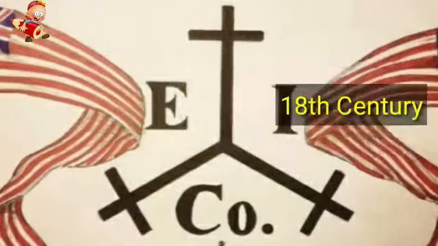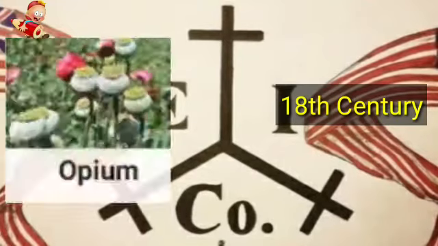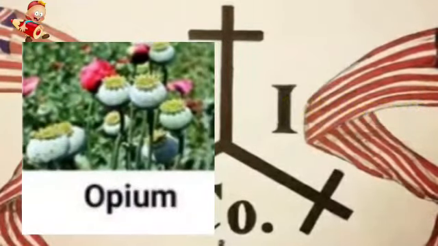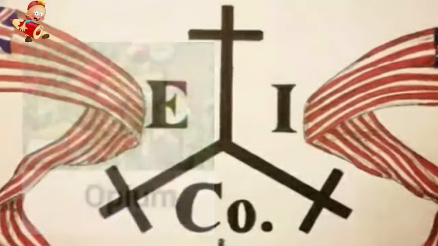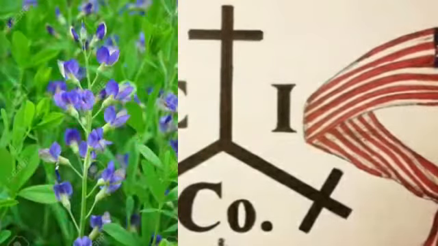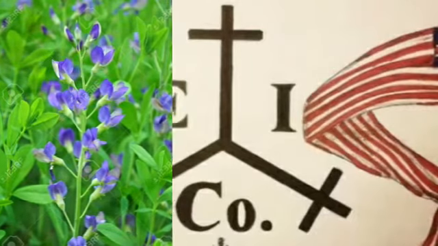Towards the end of the 18th century, the company made all efforts to expand opium and indigo farming. Opium is a powerful drug that is made from the seeds of a poppy flower, children, and indigo is a dye obtained from the indigo plant. Dye means it's a coloring agent.